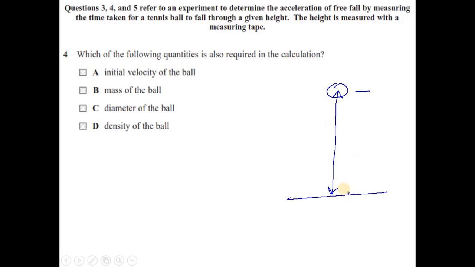And of course in this experiment, if you remember, we use the SUVAT equations. So we need velocities, we need acceleration, time, and the distance traveled, or height fallen. In this case, we don't need mass, diameter, and density. Of course, we need the initial velocity of the ball. So option is A.